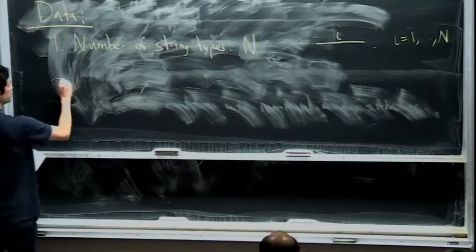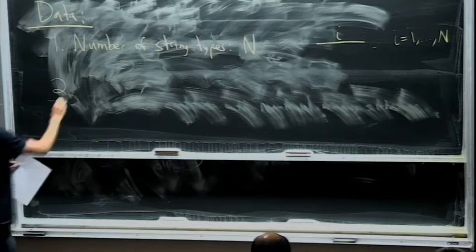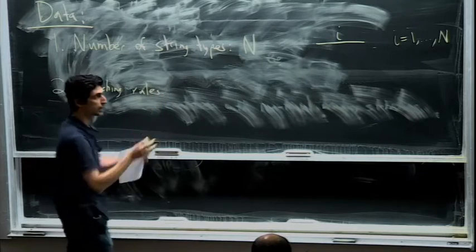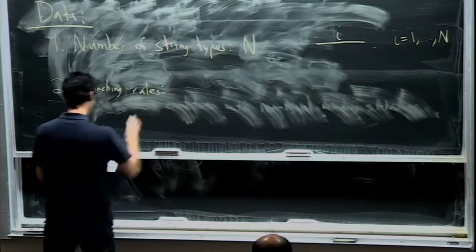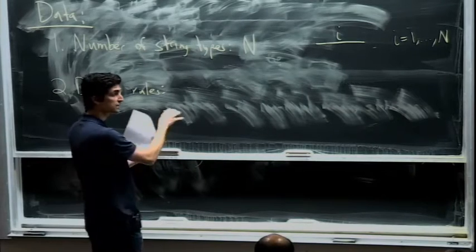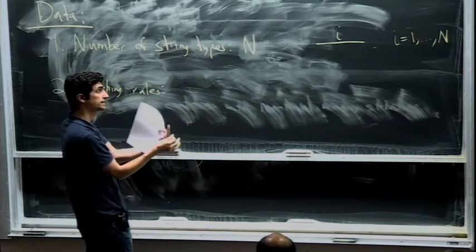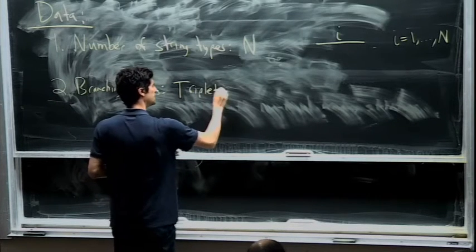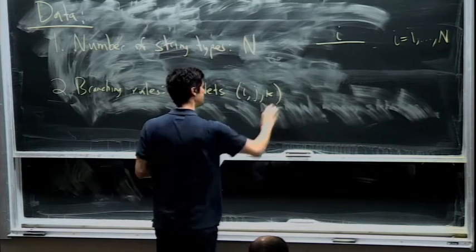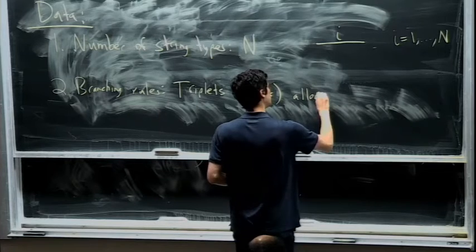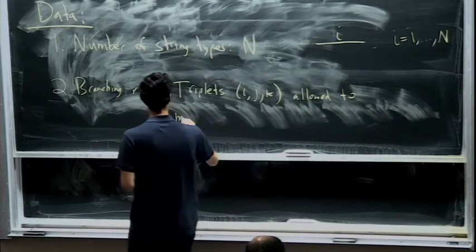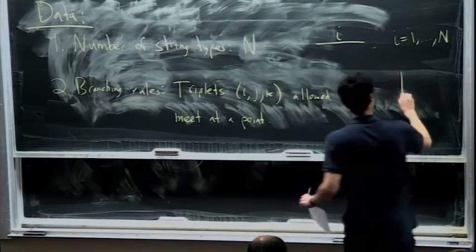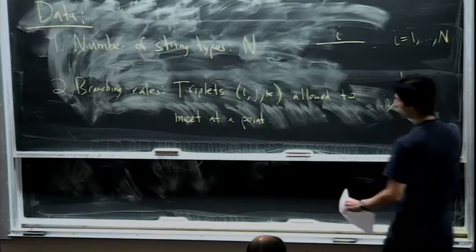The other thing I have to tell you, of course, is about the branching. So there's something called branching rules. And these are rules that just tell you what types of branchings are allowed. So if you like, the branching rules are just a set of triplets of strings i, j, k that are allowed to meet at a point. So that's like which types of vertices are going to be allowed.